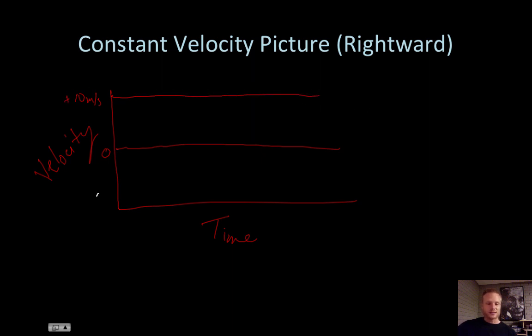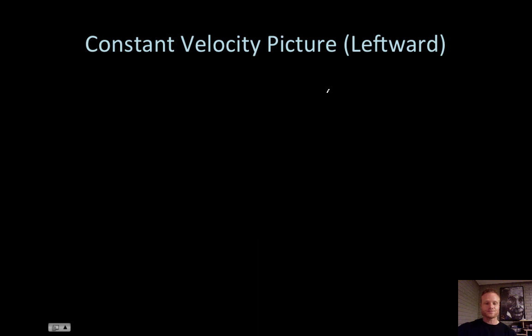Okay, and this would be plus, and this would be minus over on this side. It'd be totally flat because it has a constant velocity. It's going 10 meters per second, no change. It's not speeding up, it's not slowing down, it's just staying at 10 meters per second. So that's an example of a constant velocity moving in the right direction.